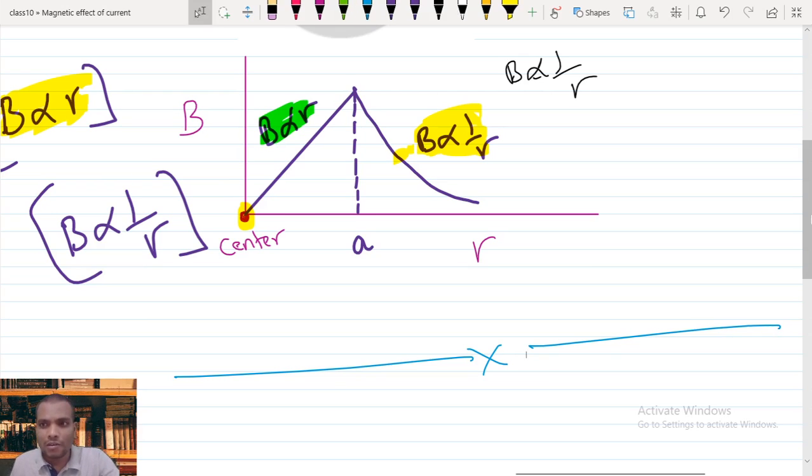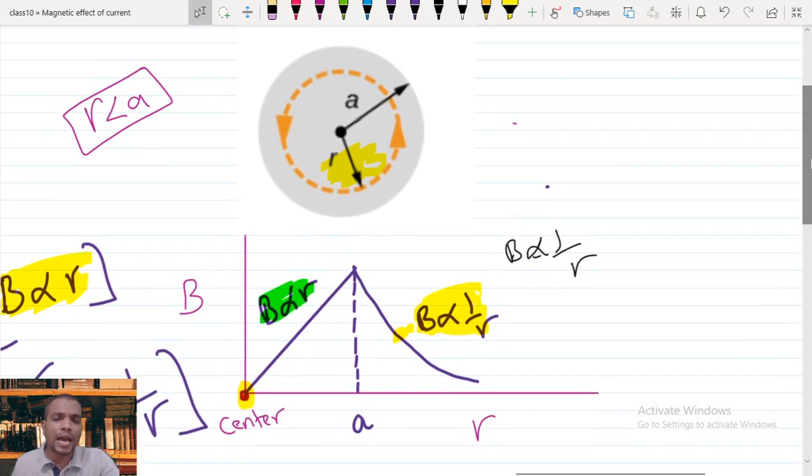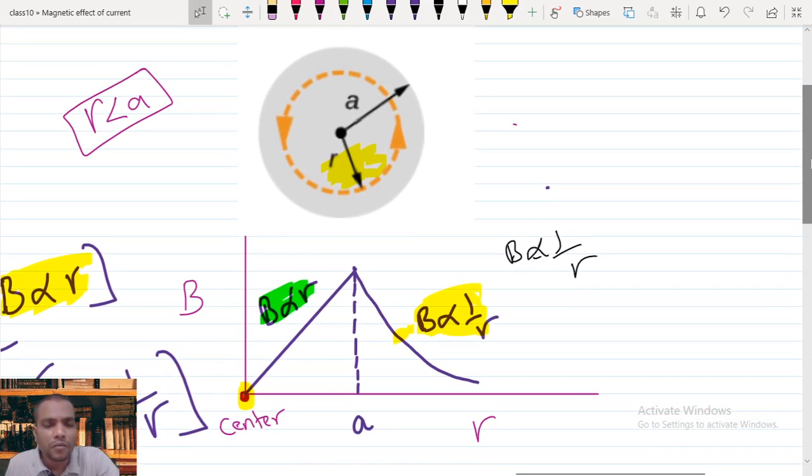So this is how we apply the Amperian loop for a given conducting wire and Ampere's law to calculate the magnitude of the magnetic field very easily.